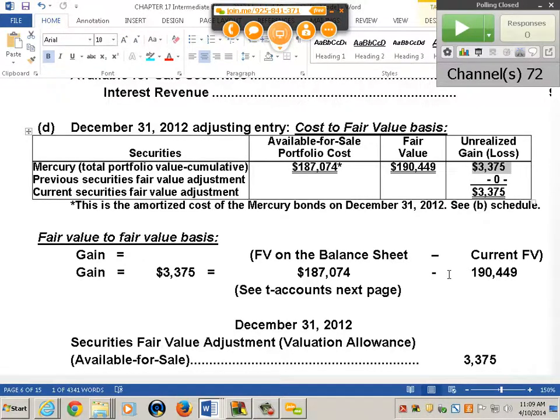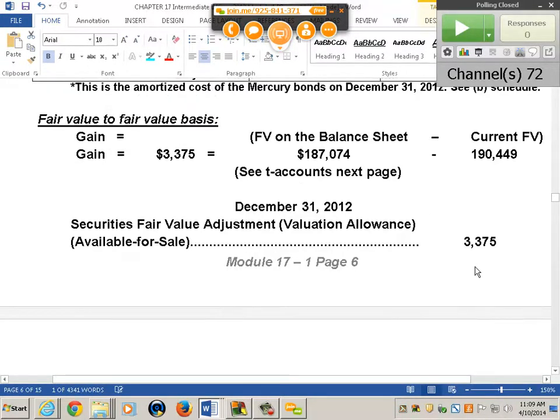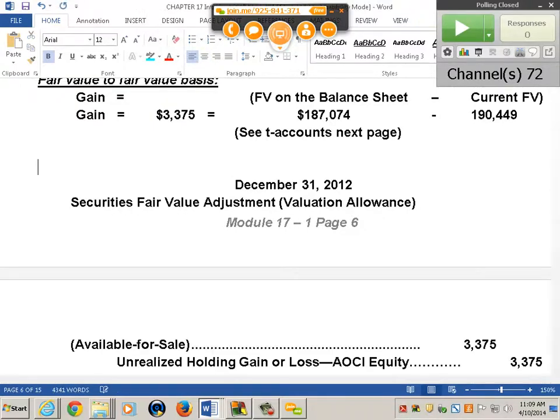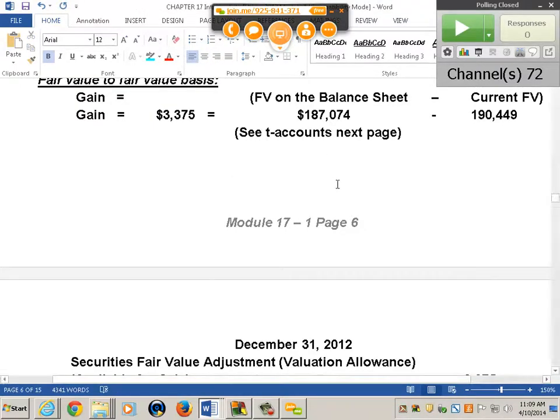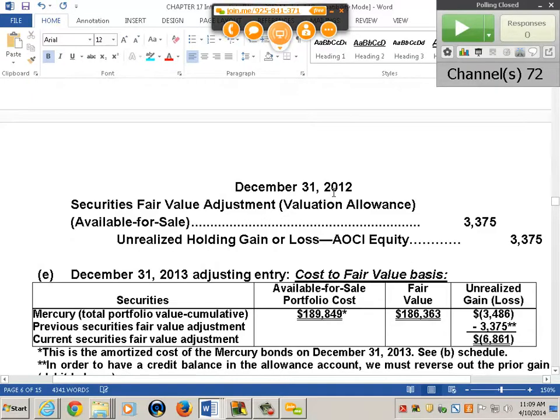I have nothing in there already, so I simply need to make the adjustment that you see in the journal entry. So at the end of the year, let me move that to another page so you can see the whole thing. If you go to page 7, on the top, at December 31st of 2012, I'm going to make the entry that will debit the allowance account for the gain, and I'm going to credit stockholders' equity for AOCI.